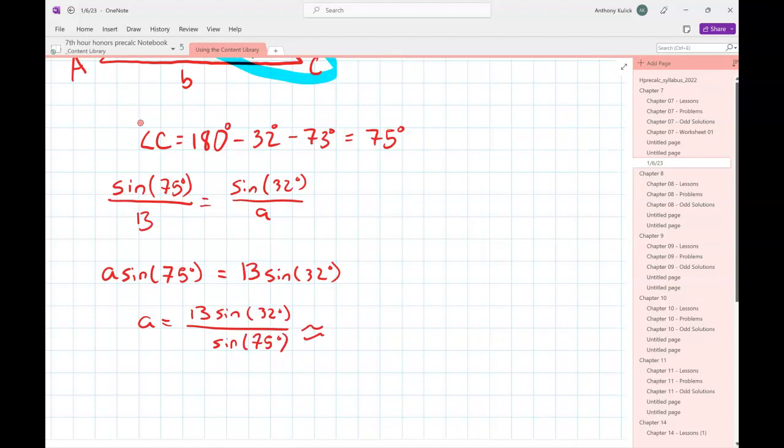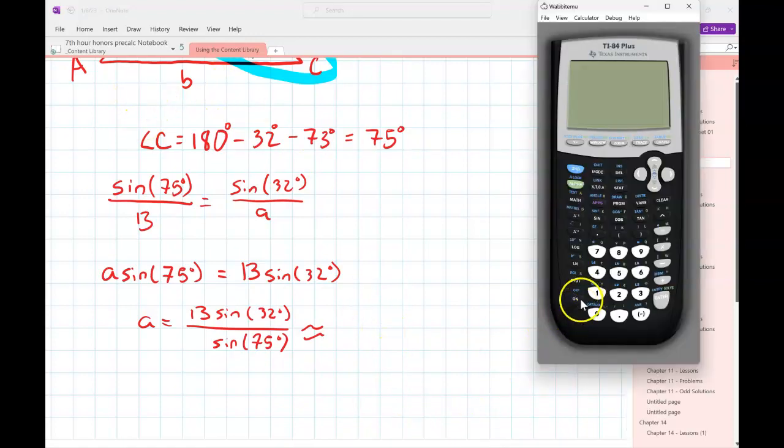And now it's calculator time. Before I go start bombing away plugging this stuff into my calculator, what should I check? Yeah, I need to make sure I'm in the correct mode. We should be in degree mode here. How did we know that we needed to be in degree mode? The angles are in degrees. Yeah, very good.